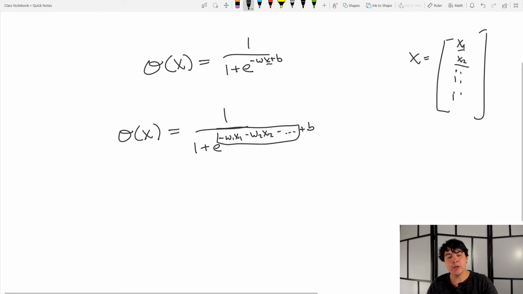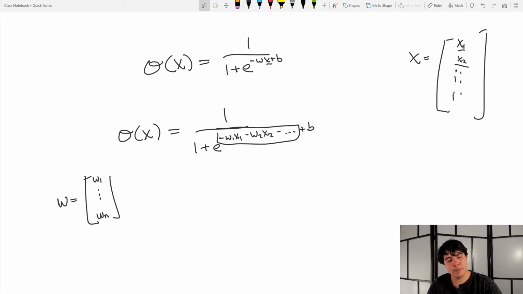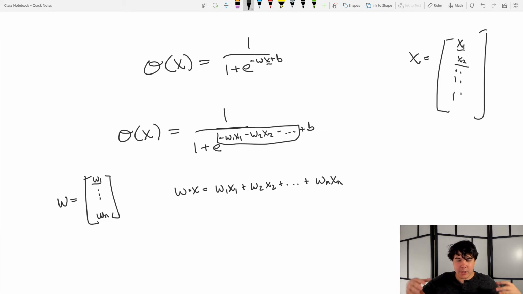This right here would get cumbersome to write out all the time, which is why there is some nice notation. If we say that w is a vector of w1 through wn, then this thing called the dot product is defined as w1 x1 plus w2 x2 plus dot dot dot wn xn. It says take the first value of w and the first value of x, multiply them together. You do that with every single part of the vector, and then you add the results.